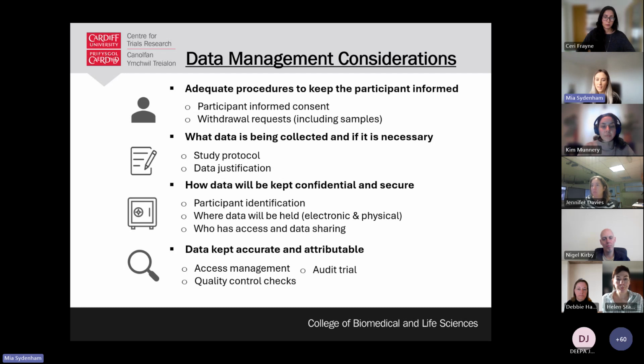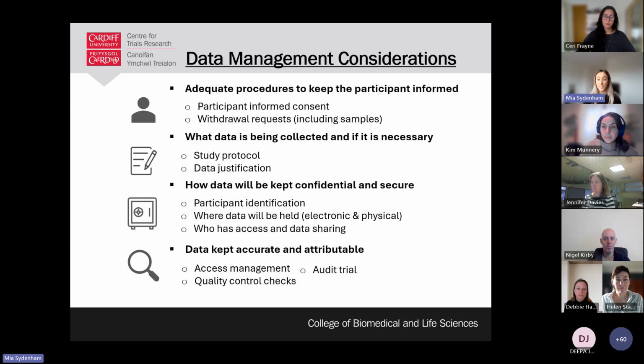And then another important consideration is how data will be kept confidential and secure. As Helen mentioned earlier, one example of how we can do this is by using participant IDs instead of participants' personal information to keep their data confidential, and limit the personal data we collect to what's absolutely essential.